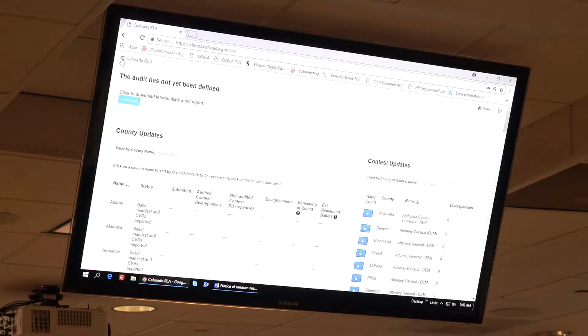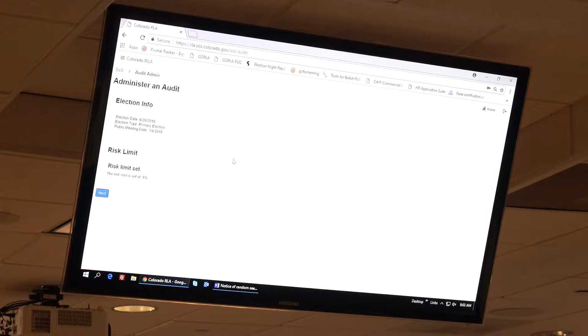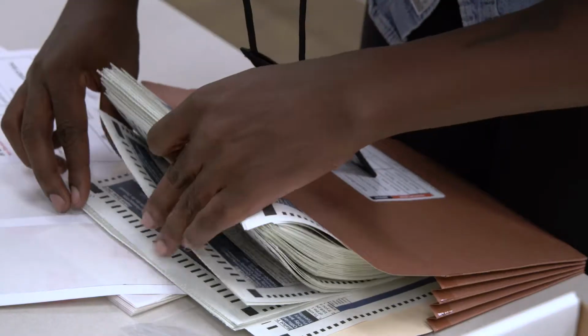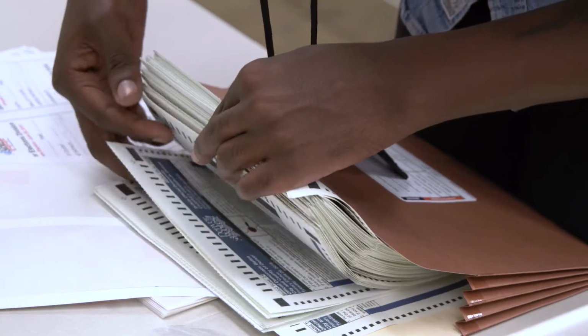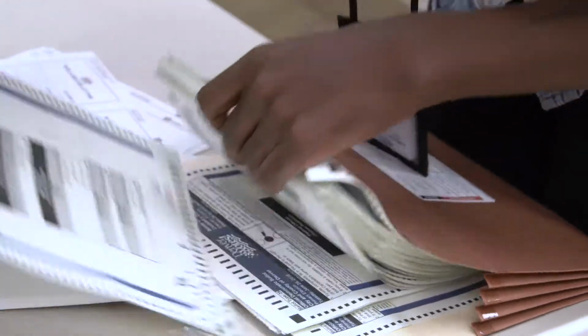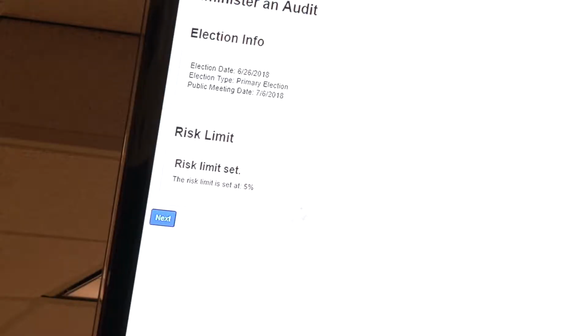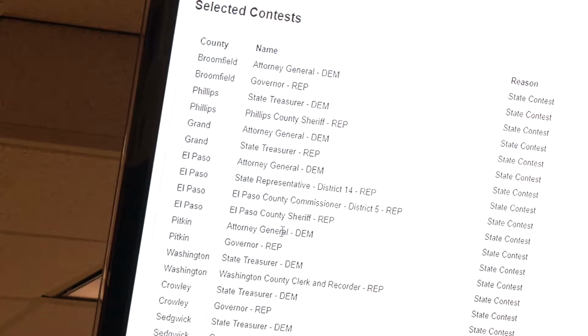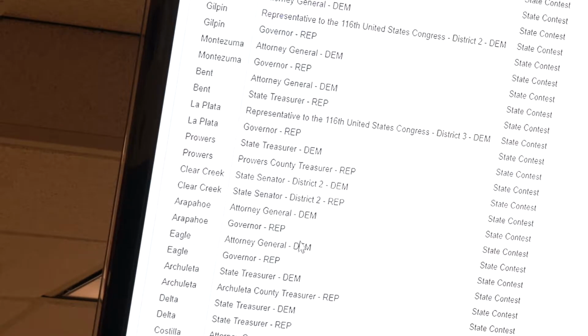With the results of the election in hand, a risk-limiting audit can begin. The risk limit set ahead of time by the Secretary of State is the risk that a wrong outcome, like the wrong person being declared a winner, would not trigger a full hand recount. So a 5% risk limit would mean that 95% of the time in which a wrong winner was declared, the audit would catch the mistake and trigger a full hand recount.